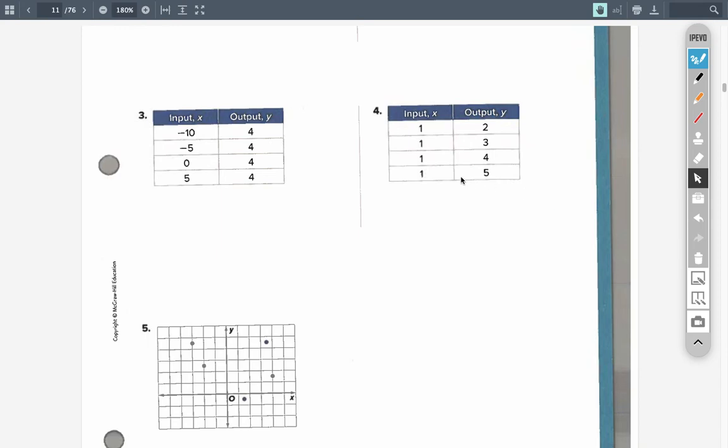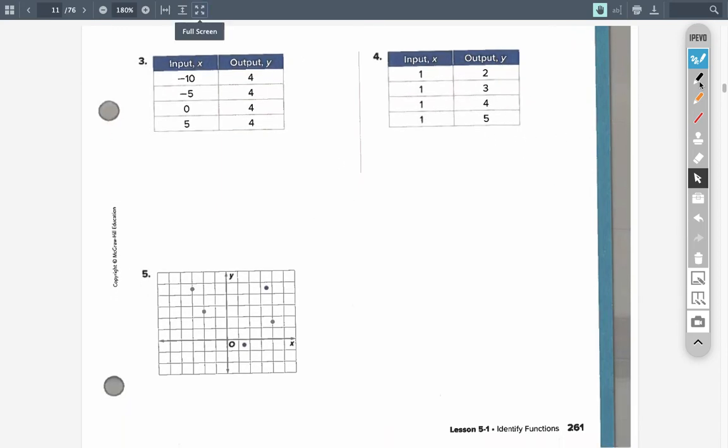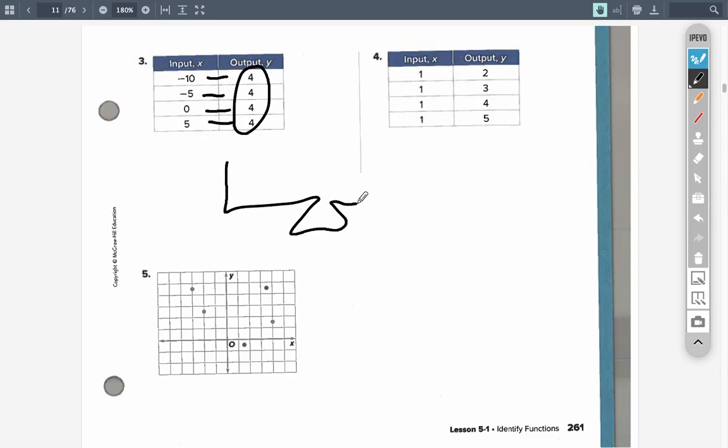Okay, here I have a table. -10 produces 1 output, -5 produces 1 output, 0 produces 1 output, 5 produces 1 output. Now, they're all producing the same output. That is completely fine because they're only getting 1 output. Again, if I put -5 into the factory, what's coming out the other side? Just one number, 4. If I put 5 in the factory, just one number's coming out, 4. Okay? So this number 3 is a function.